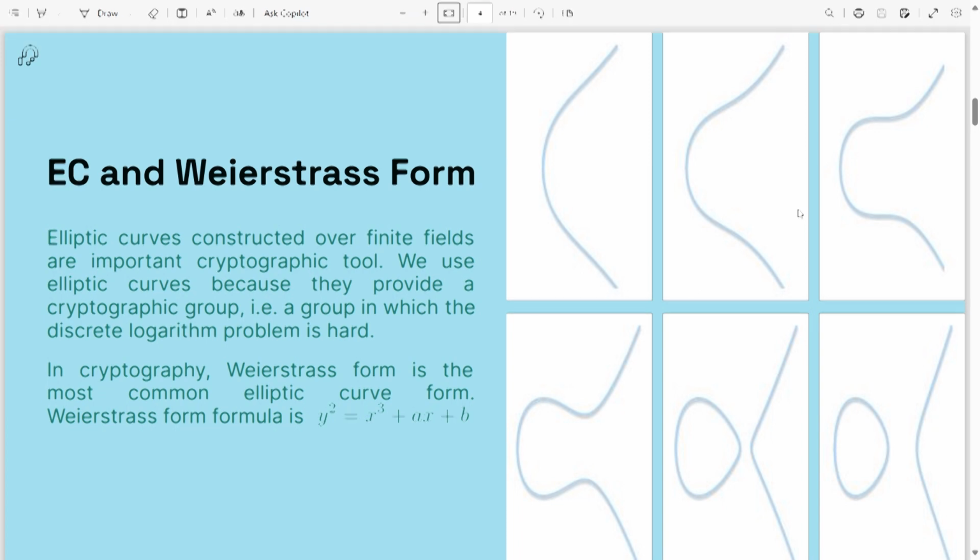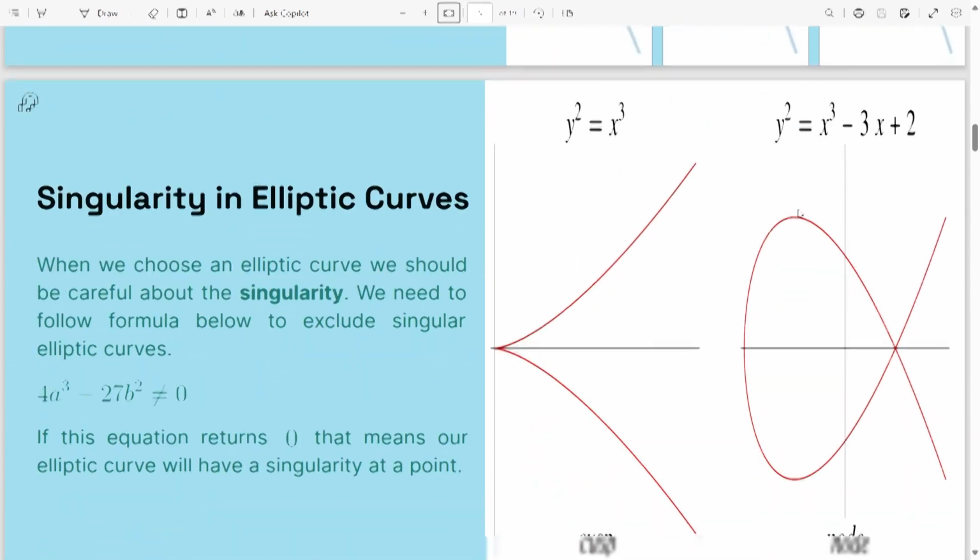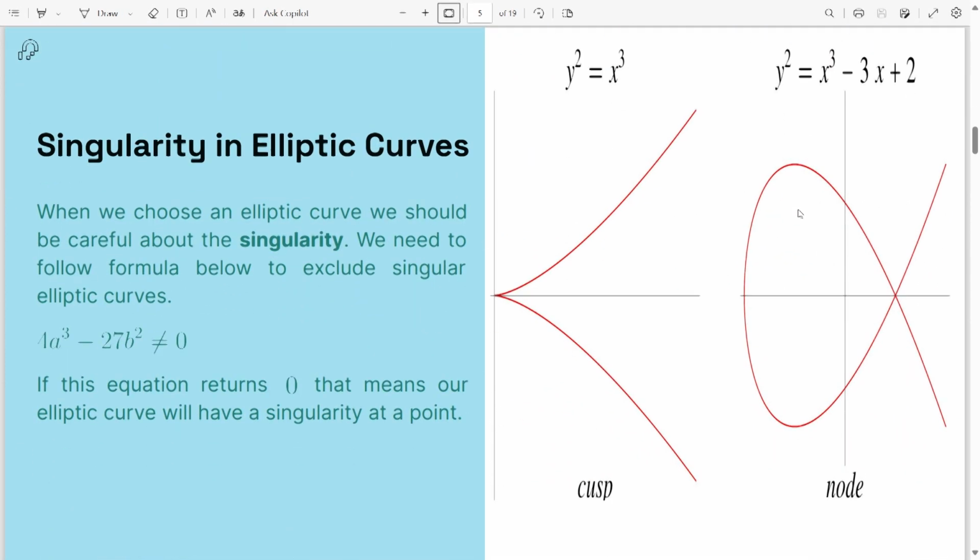The case we have to be careful about is singularities. When you change A and B, you can get different results, right? If your A is 0 and you satisfy this equation, which is 4A cubed minus 27B squared, you will get a cusp, which has two same lines. They both have the same tangent, the same slope. So we don't want this.